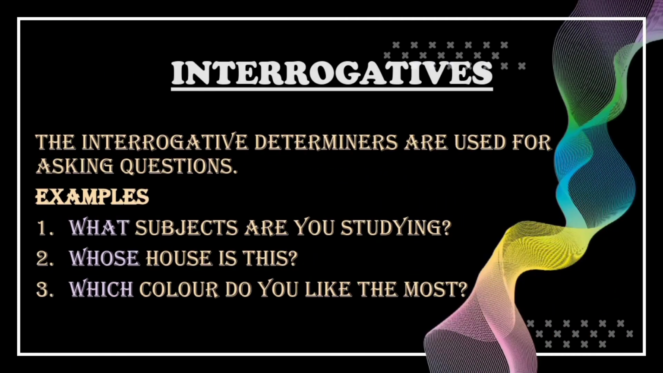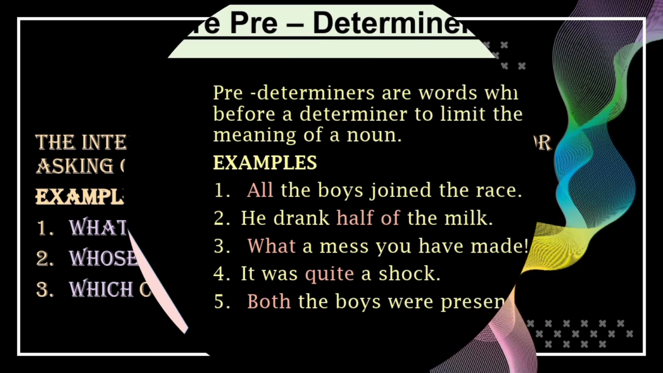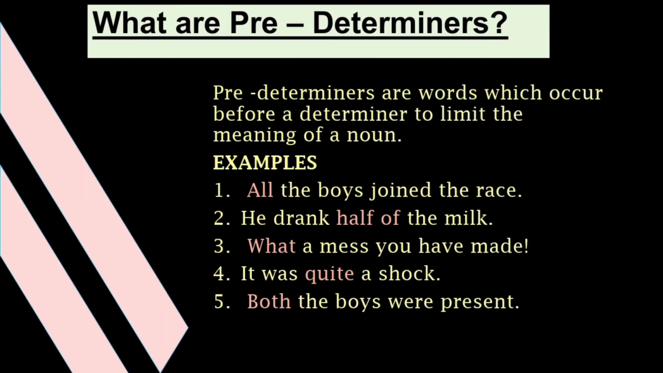And lastly, we come to the interrogators. Interrogative determiners are those words which are used for asking questions. What subjects are you studying? Whose house is this? Which color do you like the most? So all these words which ask questions and refer to any noun are known as interrogative determiners. Now, you must have heard of the words such as predeterminers, postdeterminers, and central determiners. Let us have a glance at what they are.